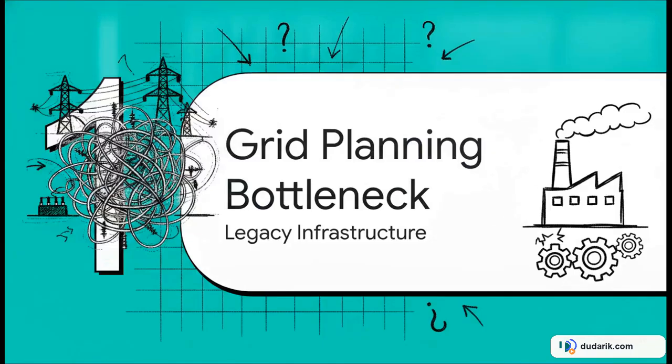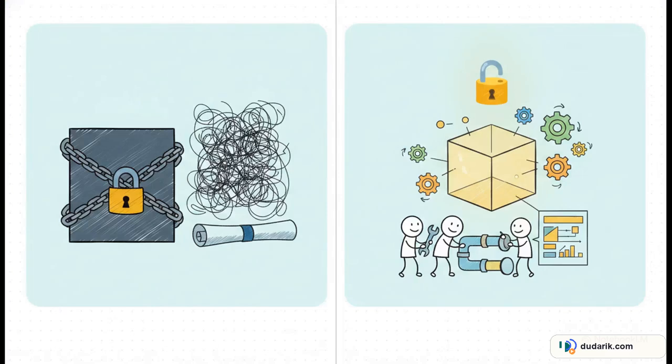Section 1. The grid planning bottleneck. To really get why this innovation is such a massive deal, we kind of have to look at what was holding us back. Traditionally, grid planning relied heavily on legacy systems. We're talking proprietary software, manual data assembly, serious vendor lock-in, and these black box graphical user interfaces. If you wanted to validate another institution's results, it was incredibly difficult. It's literally the equivalent of trying to audit a skyscraper's blueprints, but they refuse to show you the math.